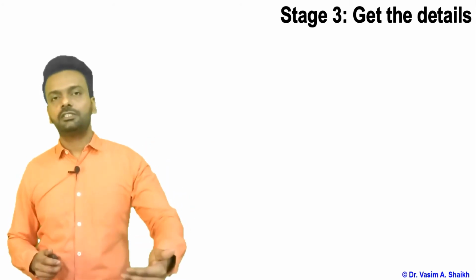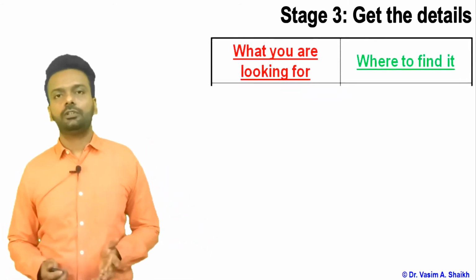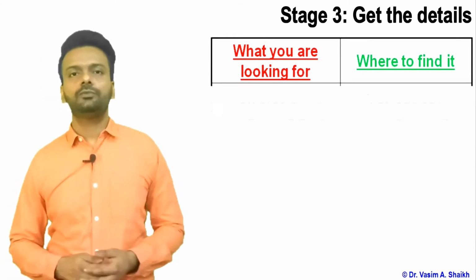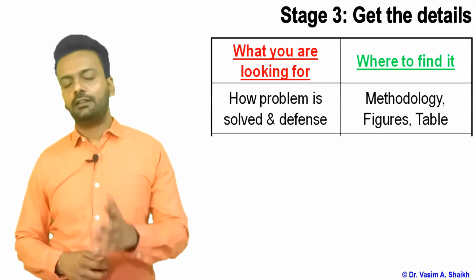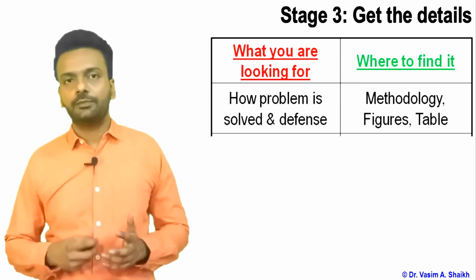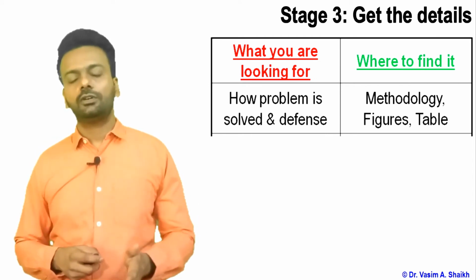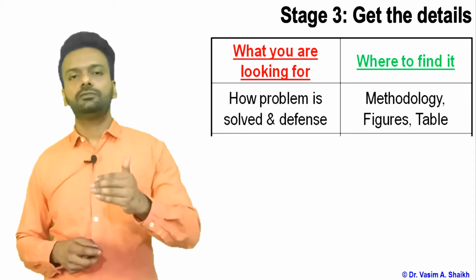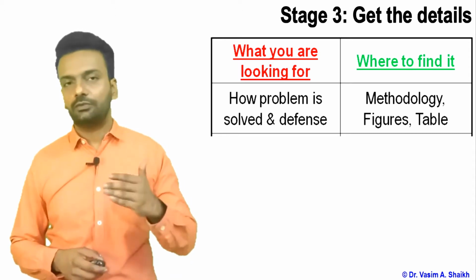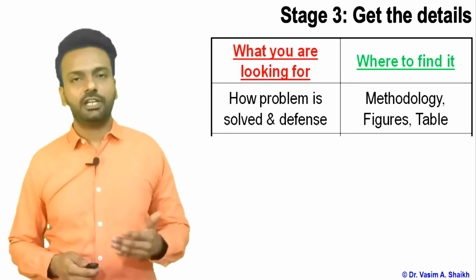And what we will do in stage 3, let us see. Again, what are you looking for and where to find that particular information. So if you are looking for how the problem is solved and what are the defenses of the people, so people are trying to defend their work, right? You need to read the methodology, or you need to go to the figures or the tables. Once you look into this information, then you get to know more about the problem, how they are solving it, and what is their defense. So that will not waste your time.